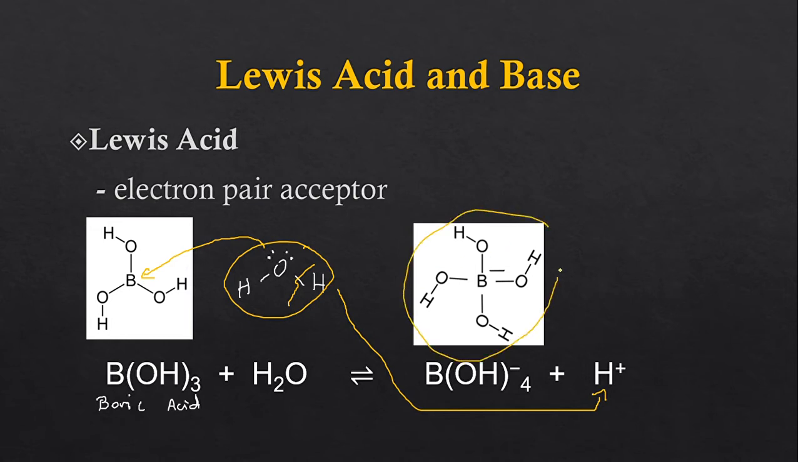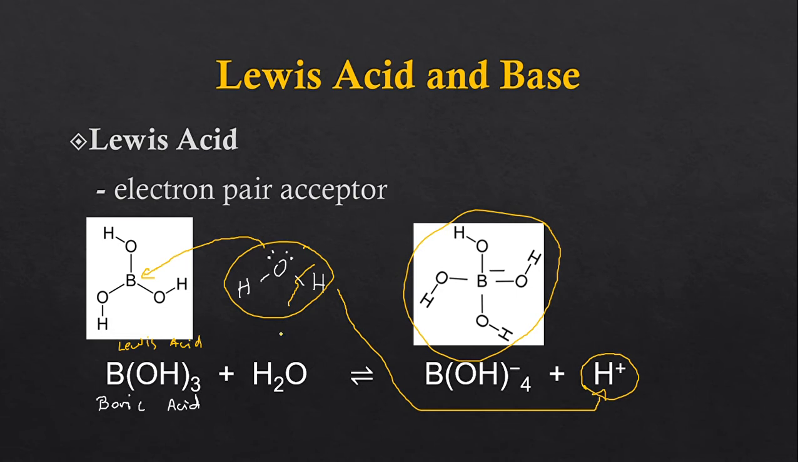Hindi ko alam kung anong tawag dito sa structure na ito na medyo complicated na yung structure niya. Okay? So, yan. So, nakapag-form pa rin tayo ng hydrogen ion, kahit na wala naman talagang binigay na hydrogen ion o proton itong si boric acid. So, saan nanggaling yung proton? Nanggaling yun kay water. Okay? Nung nag-donate ng electron pair itong si water kay boron. Okay? So, si boric acid, siya yung ating Lewis acid.